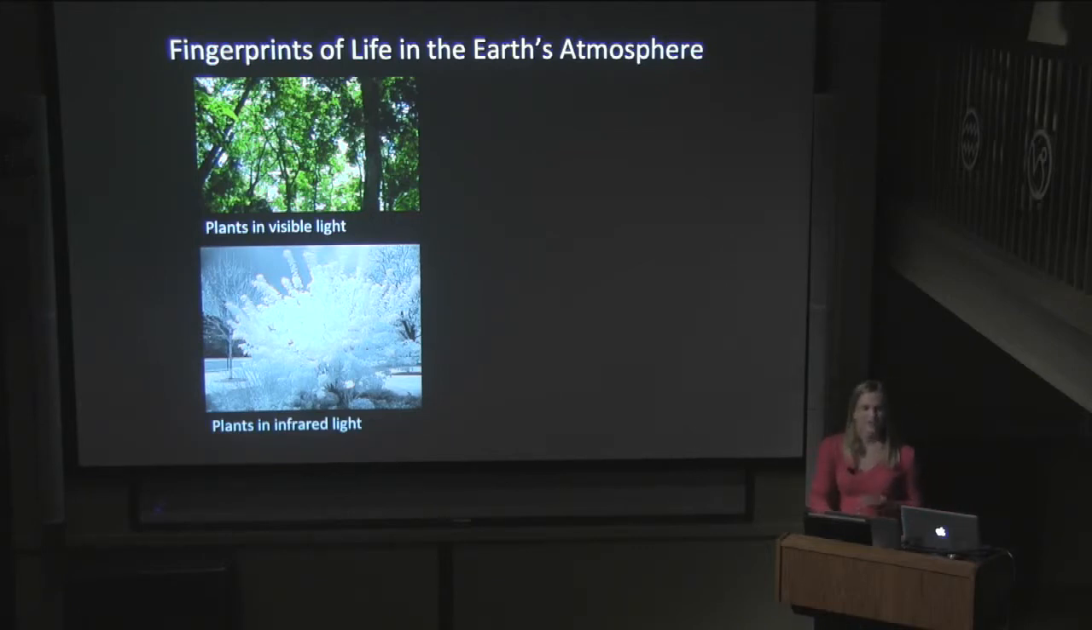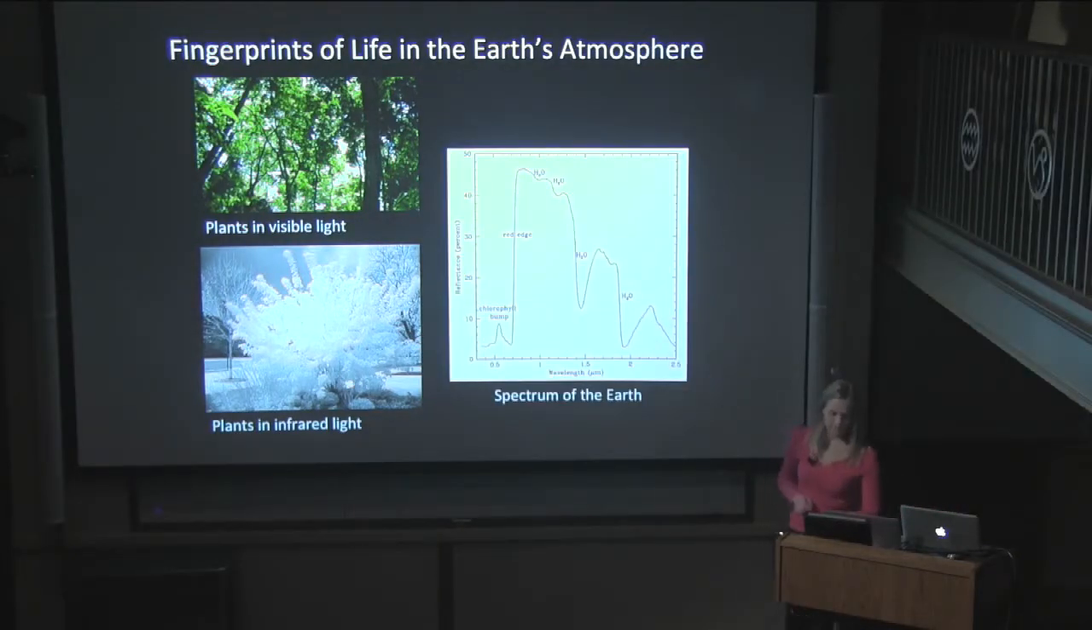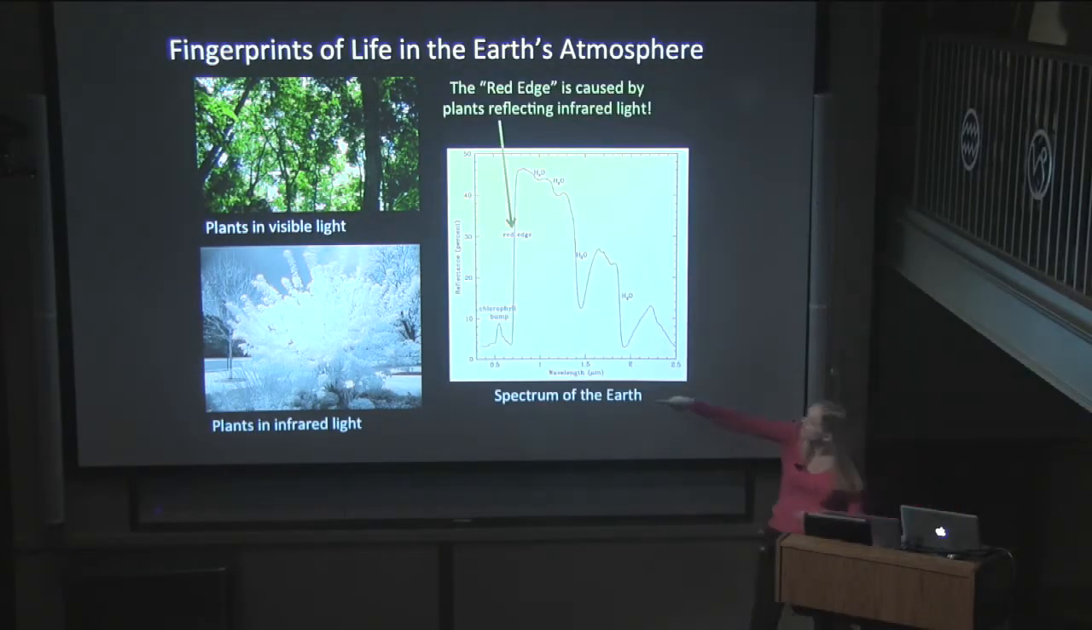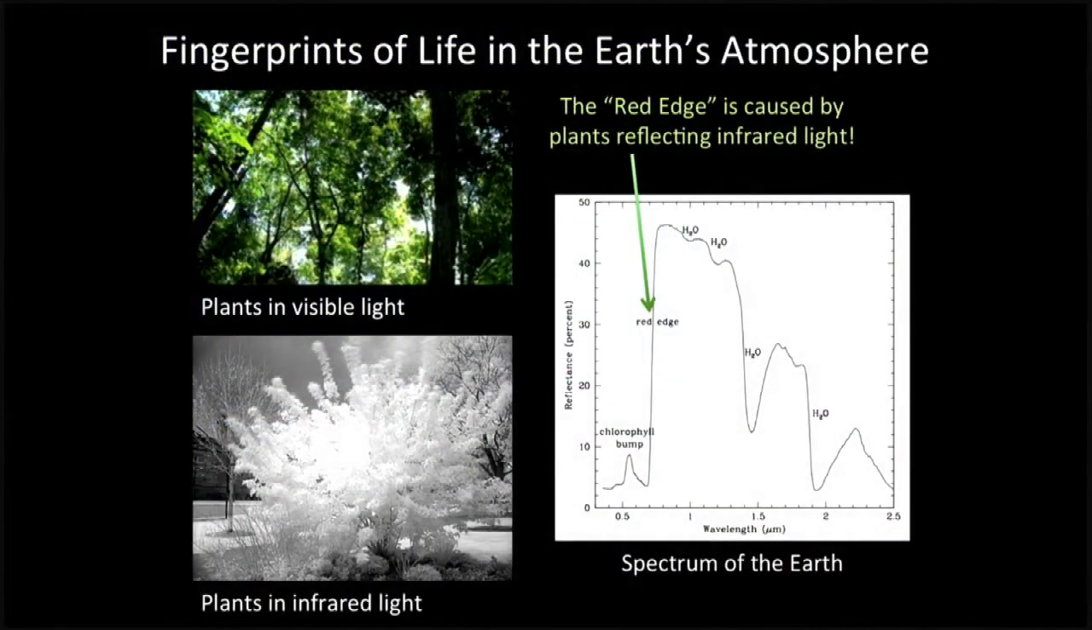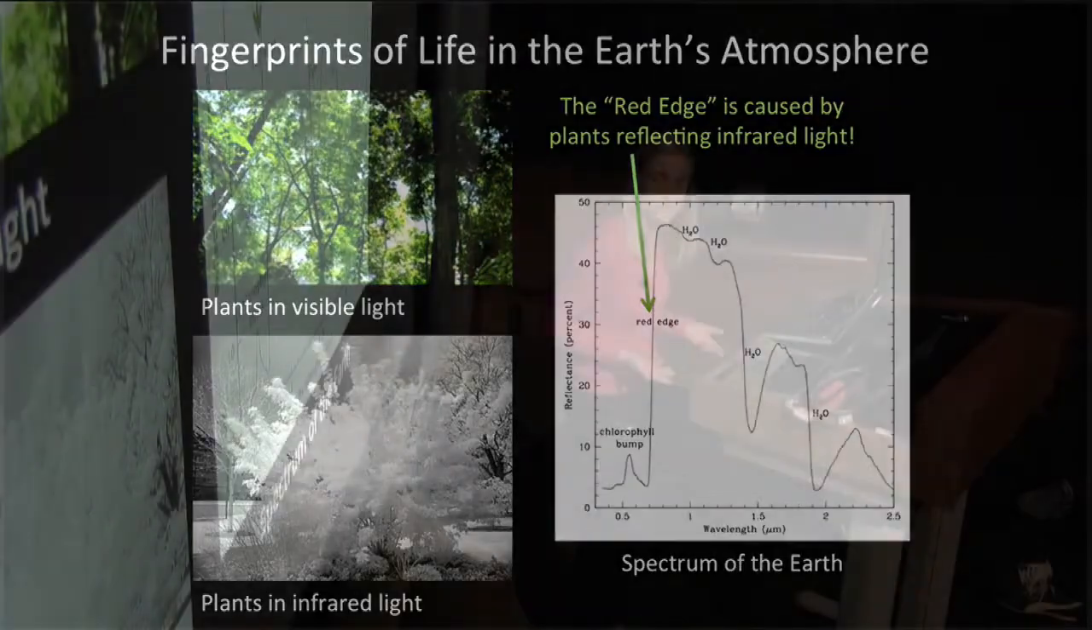If we were then to construct a plot showing how bright plants look at different colors of light, we would be able to tell right here that there is a large jump where here we have green light and over here we have infrared light. And all of a sudden, things get much brighter, where the reflectivity jumps up. That feature is called the red edge, and it's due to vegetation. So we could try to look for that on other worlds.